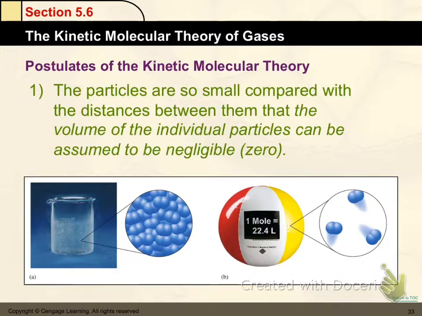And here's postulate number one. The particles or molecules in the gas phase are so small compared with the distances between them that the volume of the individual particles can be assumed to be negligible. So we think of a liquid, like the liquid nitrogen here on the left side. The particles are closely compacted together.